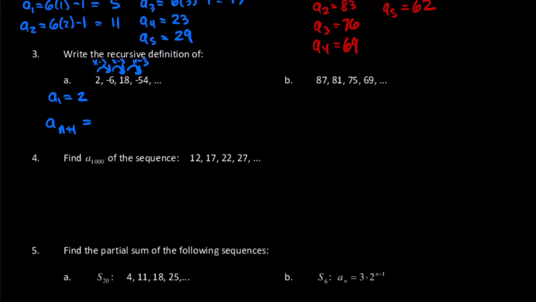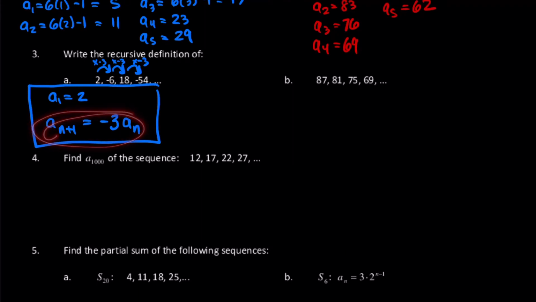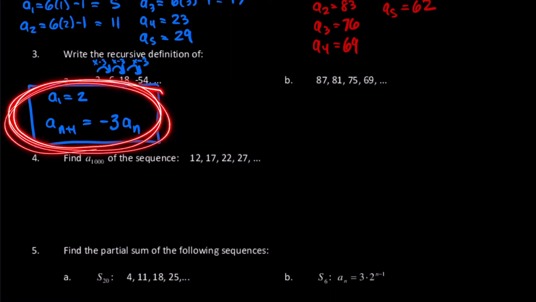So I'm taking the previous term and multiplying it by negative 3. So I'll start by writing down negative 3. And then if I have a sub n plus 1, the previous term is just a sub n. Please make sure you put a box around both of these and not just this. If you just circle this but not a sub 1, you will lose a point. So this is the recursive definition, both of those.